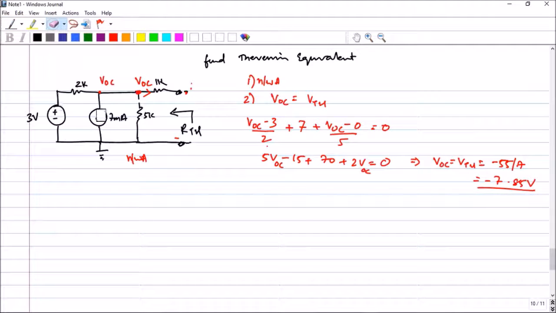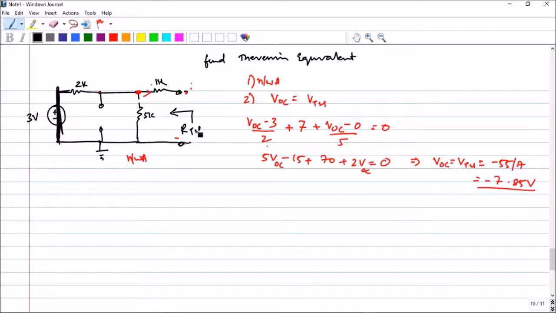So what I have to do is kill the sources. I replace the current source with an open circuit, and the voltage source I replace with a short circuit. I'll show the current source here that I have replaced. This is going to be a short circuit here. All right, so let us see what is happening.